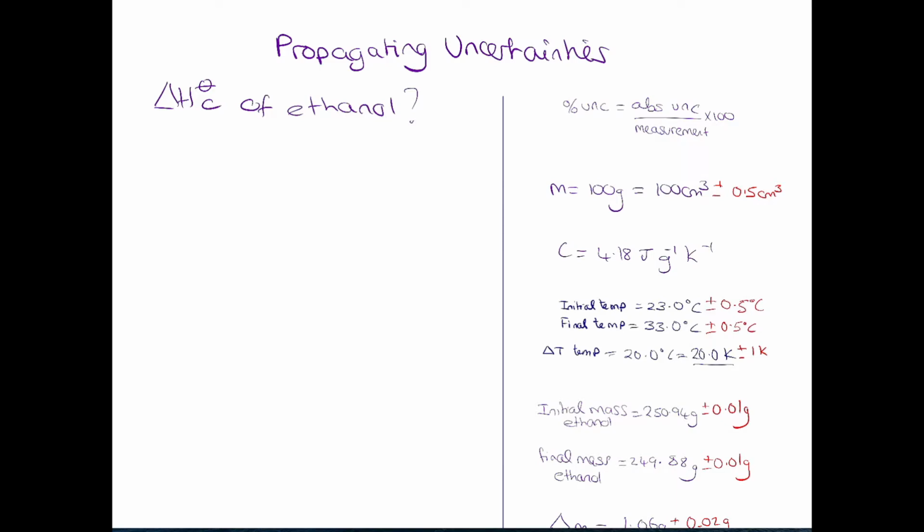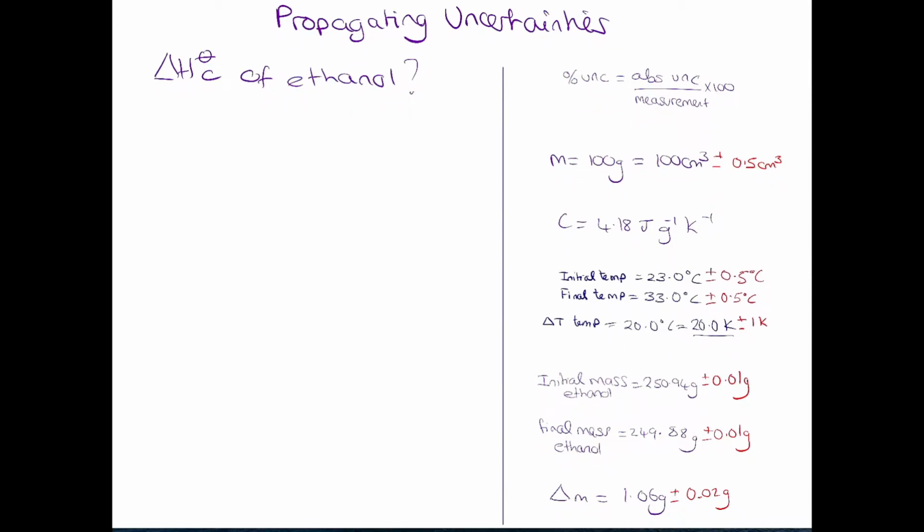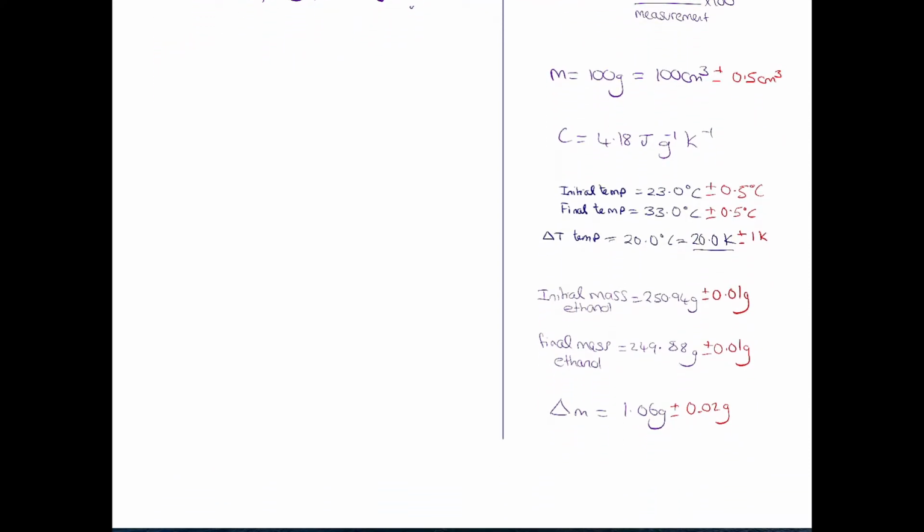Hello everyone, this is a video about propagating uncertainties. So I'm going to look at the enthalpy of combustion of ethanol, which you might be doing as part of an energetics lab. On the right hand side, I've got a load of measurements that have been collected from the experiment. So I've got the mass of the water, which is 100 grams.